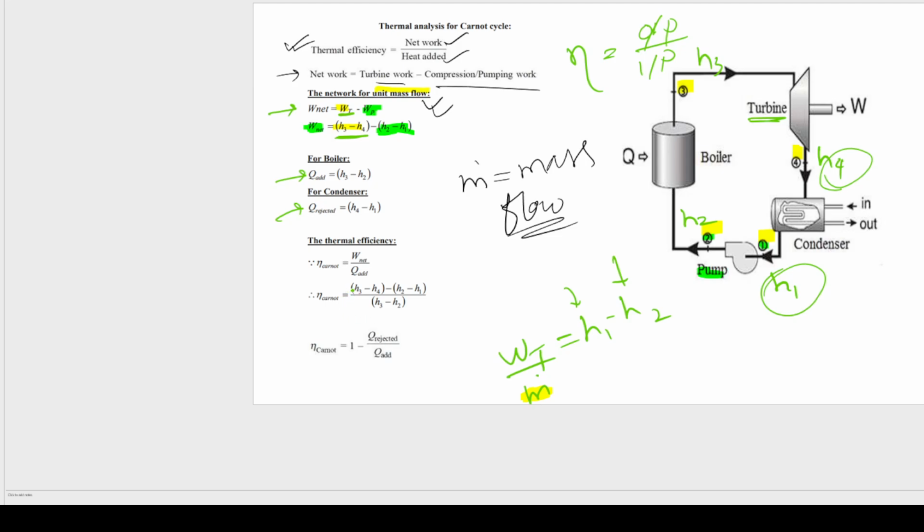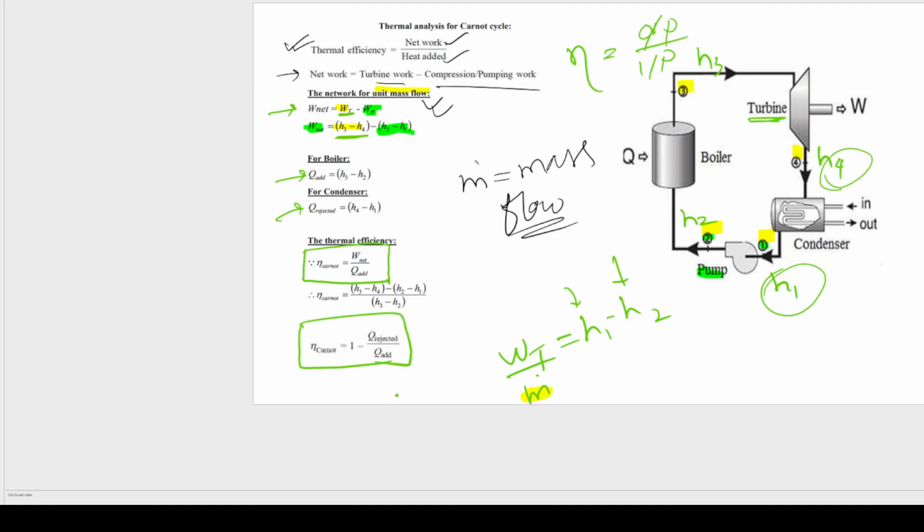So now we can just substitute the values in the main equation, that is eta for Carnot is equal to the net work done divided by the heat that is added. So net work done and the heat added, we have got the equation, and if we just do some calculation, we end up getting the thermal efficiency for the Carnot heat engine.